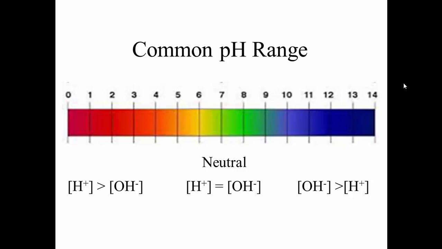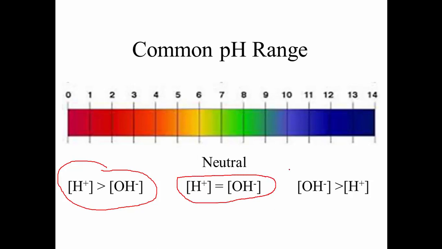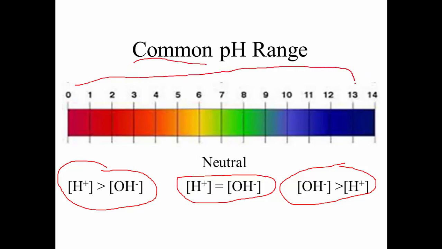So the common pH range takes you from where your hydrogen ion concentration is greater, to where your concentration is equivalent, to where your hydroxide is greater. The common pH range goes from 0 to 14. But you can go outside of that range, as you will see when we start applying our math. The common pH range goes from acidic at 0 to 6.9 if you want to get that specific, and then 7.1 to 14 is basic.